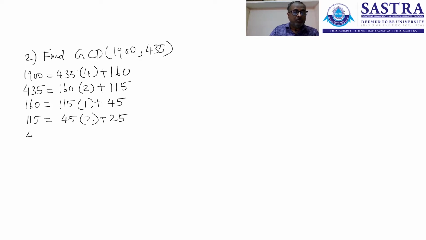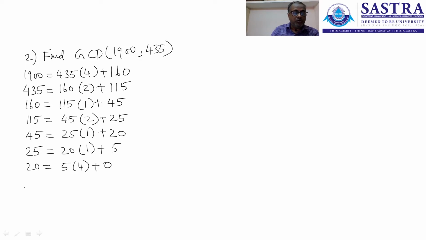The next one, I have to divide 45 by 25. I'll have 25 into 1 plus 20. And then the next step would be dividing 25 by 20. I will have 5. And then the last one here would be 5 into 4 plus 0. So I can conclude the GCD of 1900 and 435 is 5. So I'll have this.